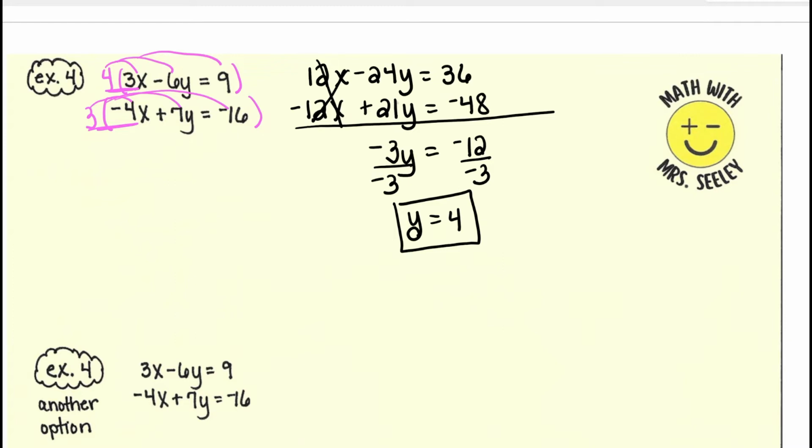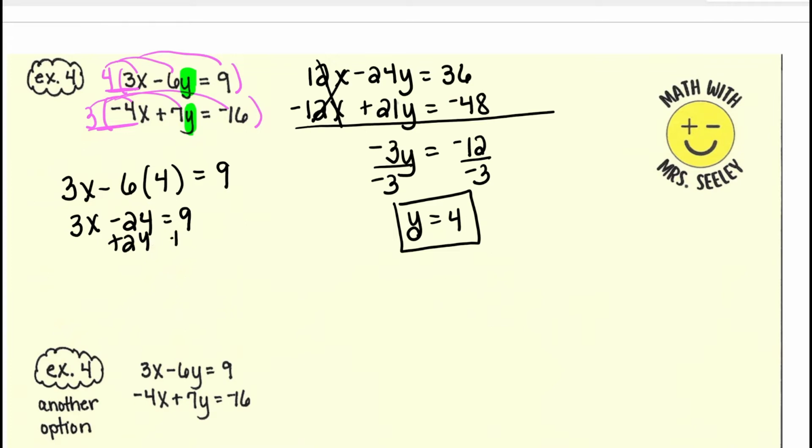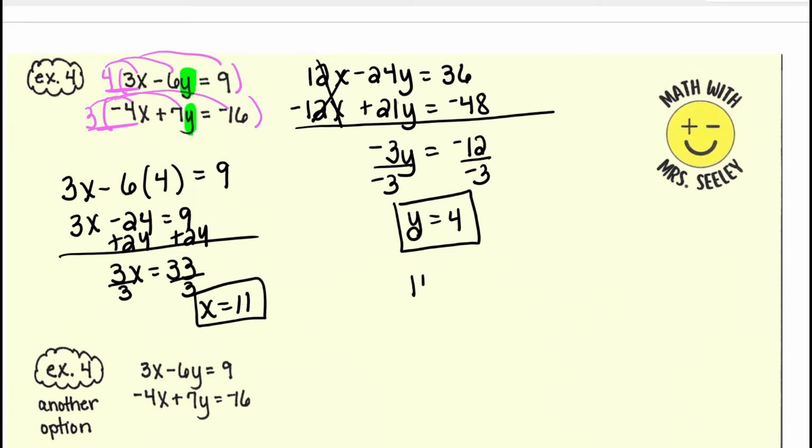Let him go live in one of his houses up there, so he could go there or he could go there. Again, it's your preference. I think I'll go to the top one this time. So if I go to that top equation, I'll have 3x minus 6, but where the y is, I'll put in the 4 that I just solved for. So that gives me 3x minus 24 is equal to 9. Add your 24 over. That gives me 3x equals 33. Divide by 3 and x is equal to 11. Giving me this for my ordered pair.